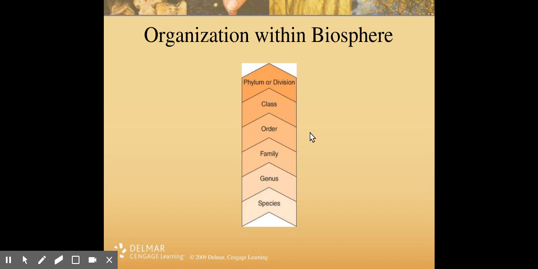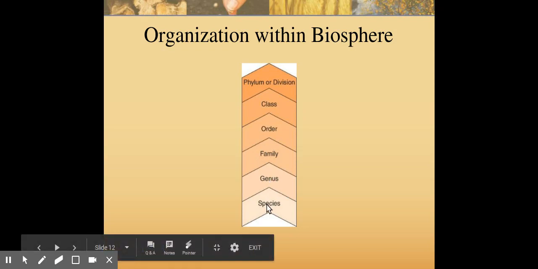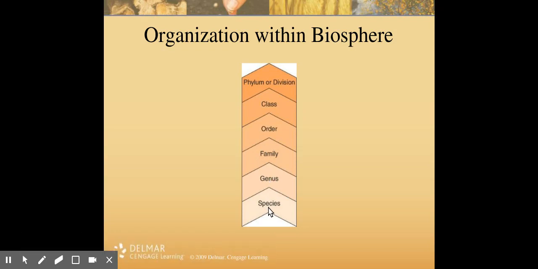This we went over in biology also. Within the biosphere, things are divided into... They leave kingdoms out of this one. I'm not quite sure why, but phylum, class, order, family, genus, and then species is the most specific. We're not going to worry about that too much in here.